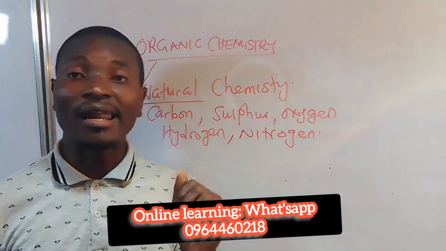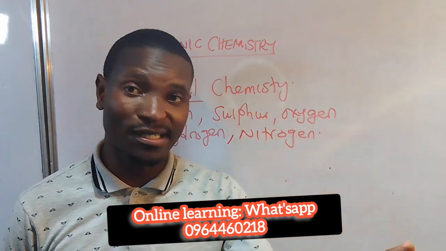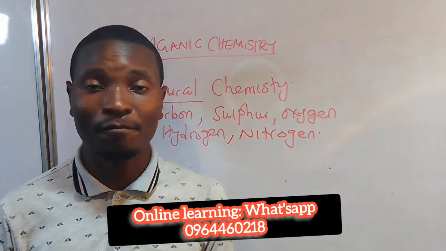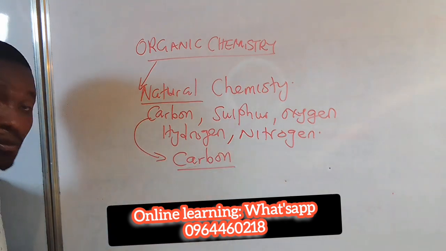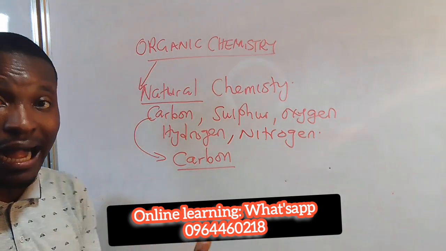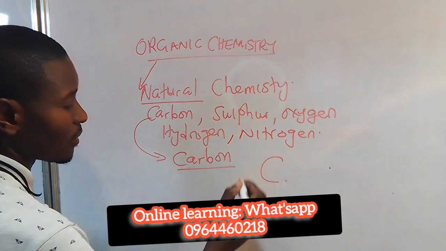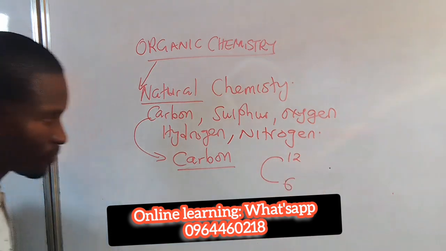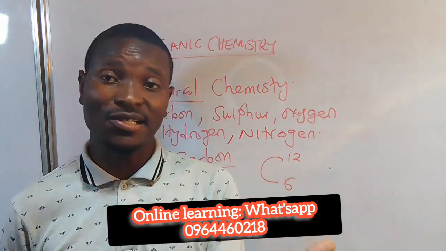The most important thing to understand, ladies and gentlemen, is that amongst all these elements, there must be one that is very significant when it comes to the nature of something, the natural things. And this is carbon. The question should be, why carbon? When you look at the basics of the periodic table, carbon has 6 protons, and we have this form of carbon, carbon 12, and the proton number is 6.